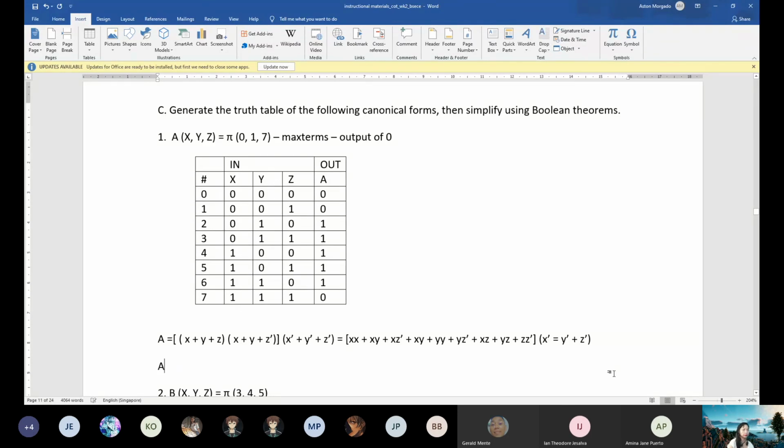Next, xx. What is a simplified version of x times x? X. Then let's just copy xy plus xz prime. And then we have another xy here, so xy plus xy is xy. Ano pa? Yy is y. Kahit na ilang y pa yan, still is only one. Yy is y, plus yz prime. Copy. Plus xz. Then you have another yz. Tama ba?